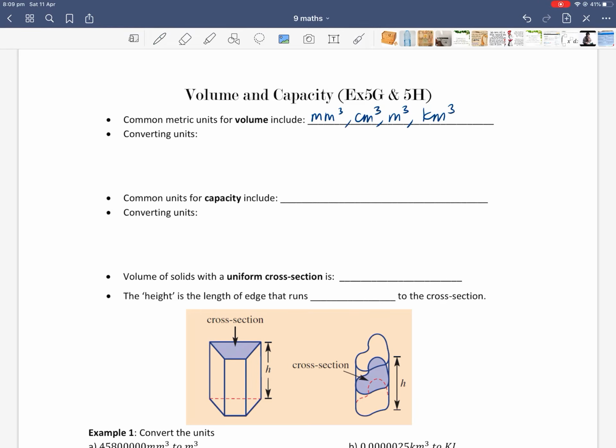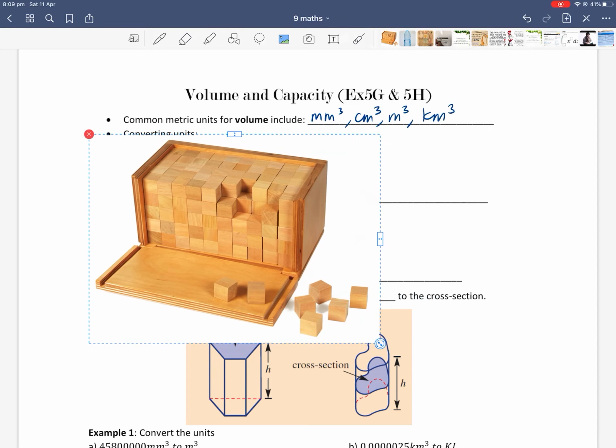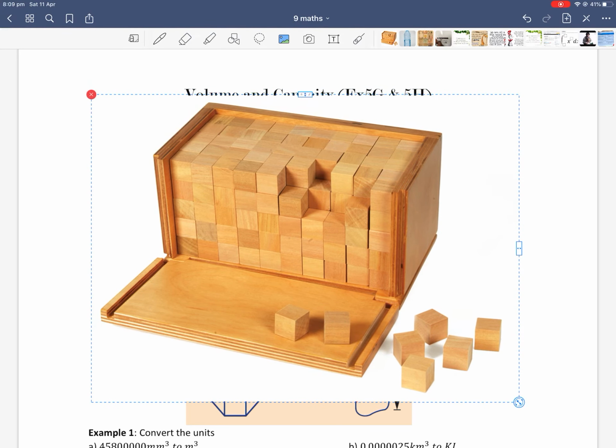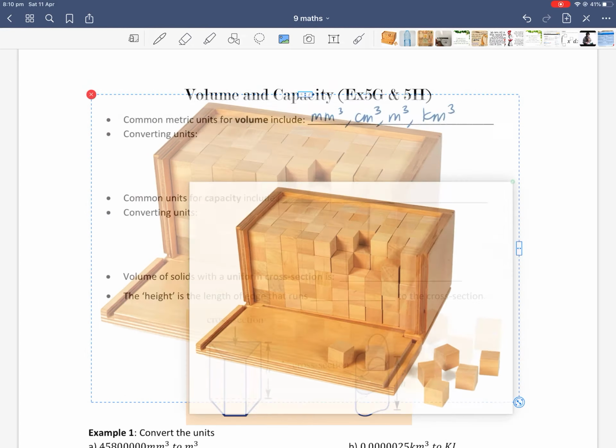If you remember back in primary school when you played around with these little wooden cubes, the idea of volume is how many of these little cubes can you fit into the rectangular box. That's the volume of the box. So we're looking at cubic measurements, cubic units.